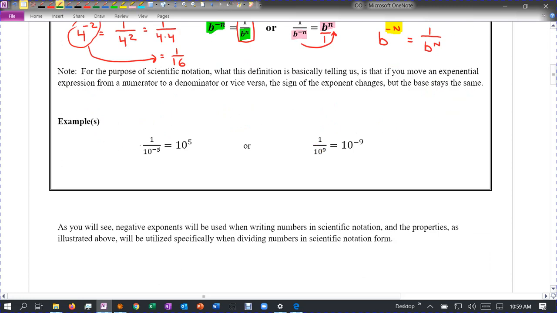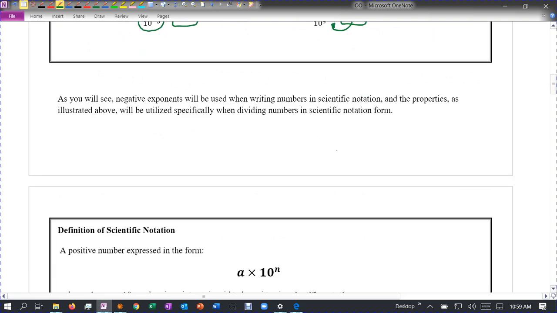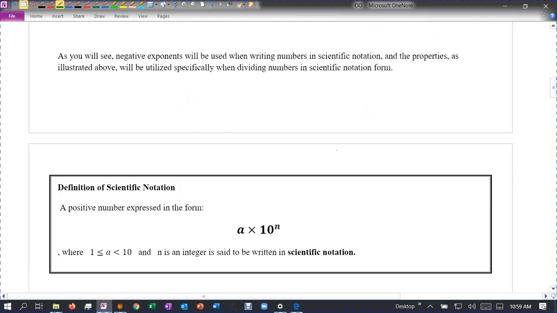Okay, so here are a couple of examples. If you have 10 to the negative 5, since you have a negative exponent, you move it to the top, and it becomes 10 to the positive 5. Here, if you have 1 over 10 to the negative 9, then you could move it up and make it 10 to the 9, or you could also look at it this way: if you start here, you would drop it down. So it works both ways. I think you'll see as we continue how we're going to use this.